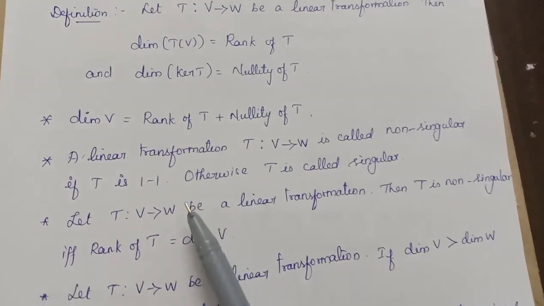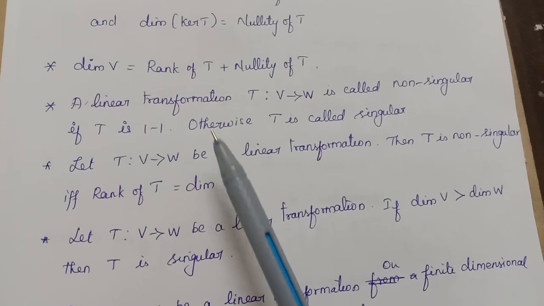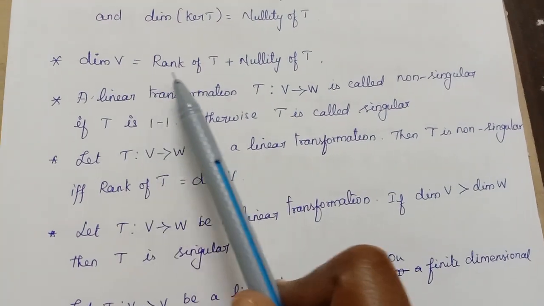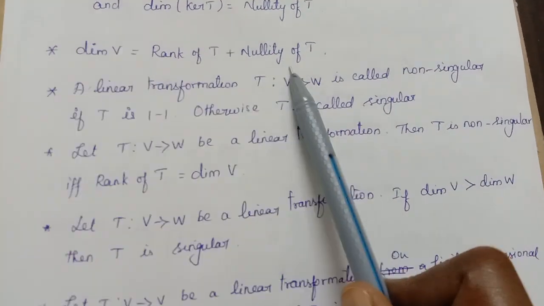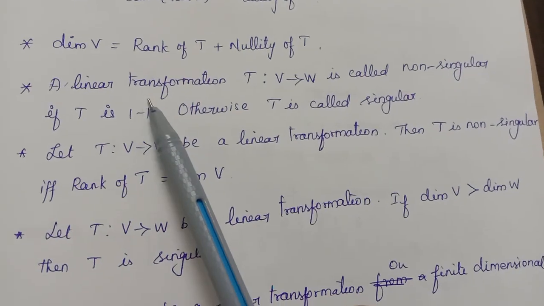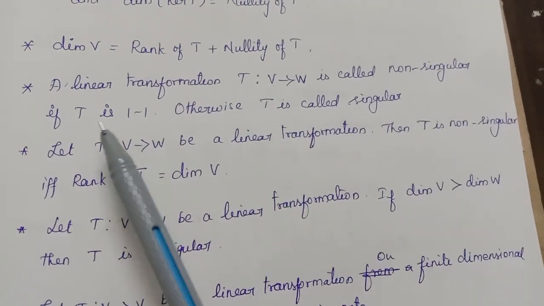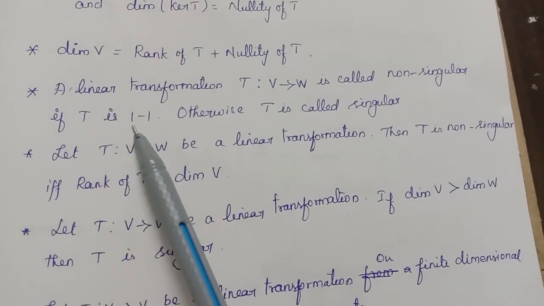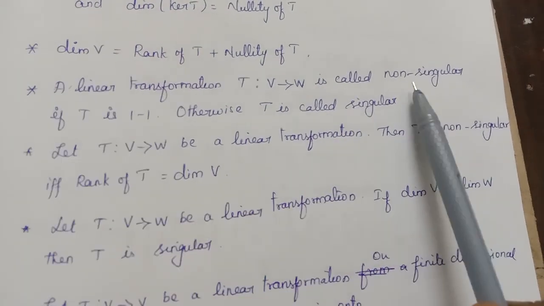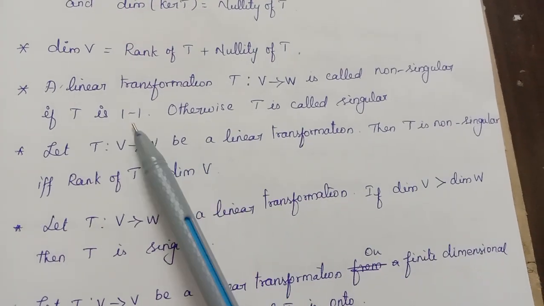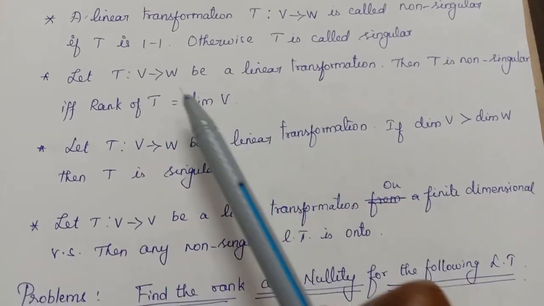Let's see some important results about rank and nullity. The dimension of V can be written as rank of T plus nullity of T. Then a linear transformation T from V to W is called non-singular if it is 1-1. That is, a 1-1 transformation is called non-singular. Otherwise, if it is not 1-1, it is called singular.